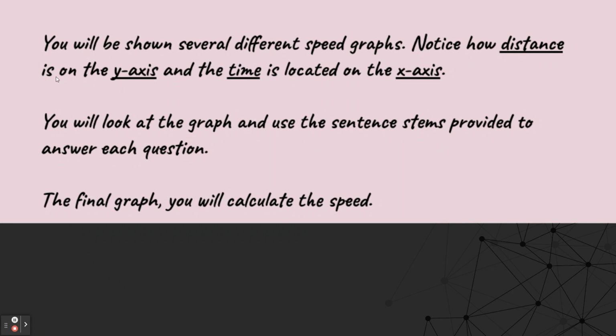Notice how distance is on the y-axis. We talked about this yesterday. And time is located on the x-axis. You will look at the graph and use the sentence stem provided to answer each question. For the final graph, you're going to calculate the speed. We went over how to do that in class yesterday.